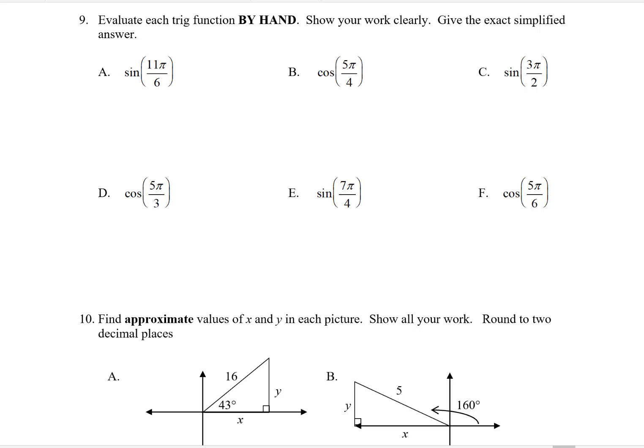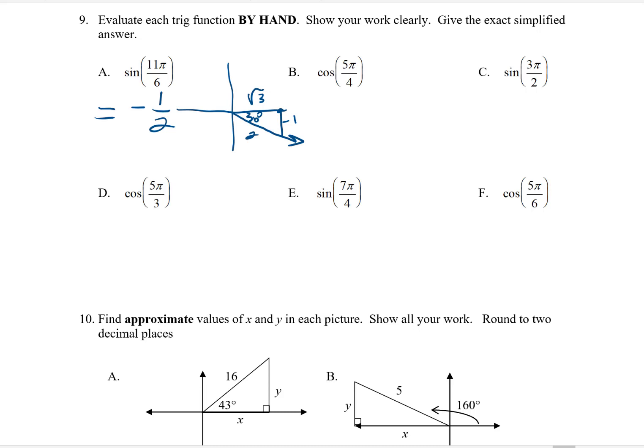Problem number 9. Looks like we want to do some quick trig evaluations by hand. This will just involve some pictures. 11 pi over 6 is 330 degrees over here in the fourth quadrant. The reference angle would be 30, so I can quickly make myself a 30, 60, 90 triangle. It would be the 1 that's negative here in the fourth quadrant. I want the sine ratio, looks like negative 1/2.